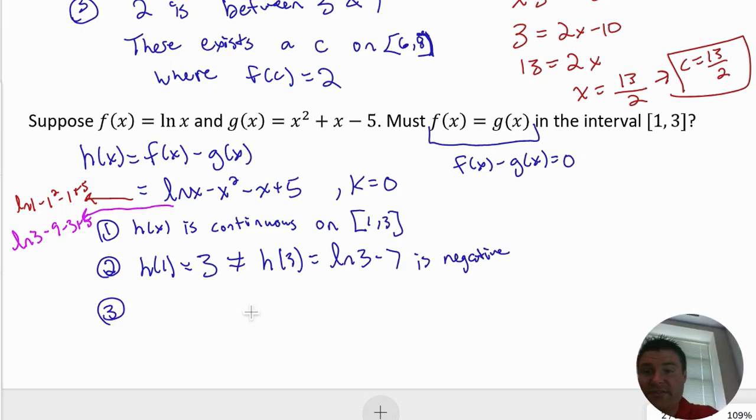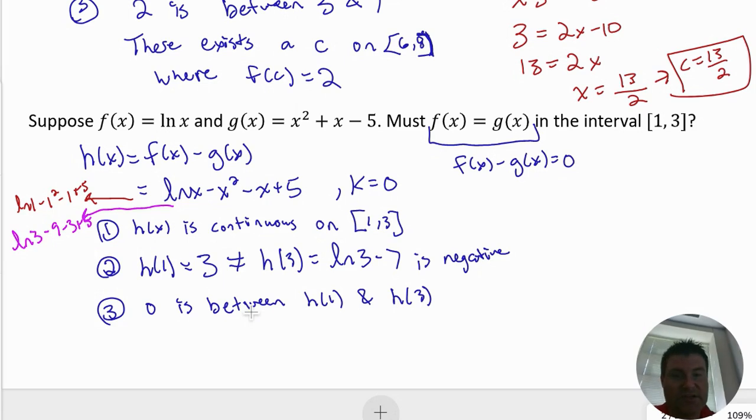I know it's fair to say that 0 is between h of 1 and h of 3, because I don't feel like writing out the number for h of 3. It's okay to be lazy. It's actually probably for the best. So must this happen? Totally yes. Why does it happen? Because of IVT. You do not need to write down IVT. I just wrote it down so you can see why.